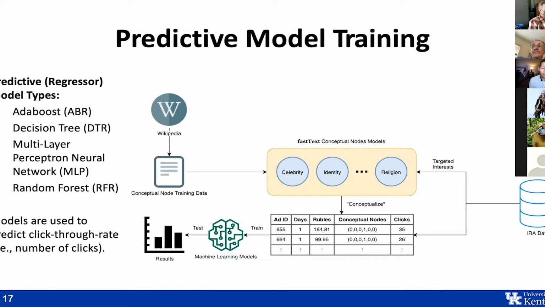Then we create an auxiliary data set, which is essentially the original data, a spreadsheet with all of the features that I mentioned earlier with regard to the IRA data that we're interested in. Except now, instead of listing out the targeted interest in plain text, we have a vector which represents the combinations of conceptual nodes that correspond with that advertisement. We use these features to train the machine learning models to perform click-through rate prediction, and then we evaluate them using conventional machine learning model evaluation approaches.